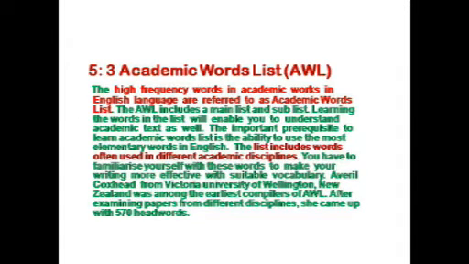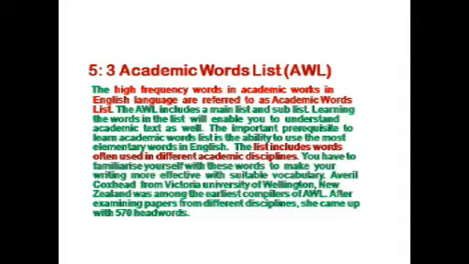Now first we will see what is academic words list. The high frequency words in academic works in English language are referred to as academic words list. High frequency means used most. That means these words are mostly used in academic writing. The AWL includes a main list and a sub list. So there are two lists.